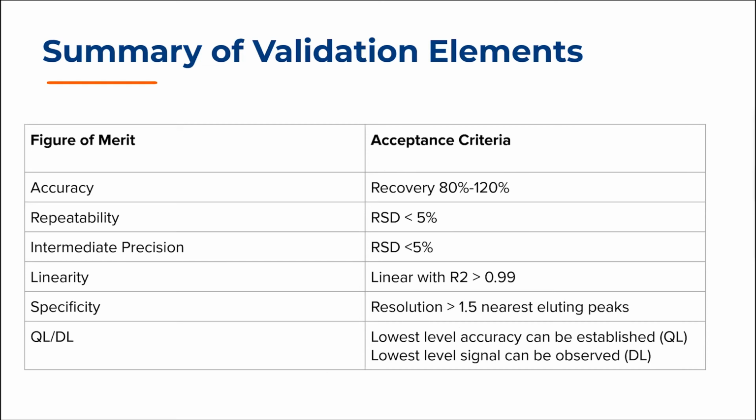To wrap up the discussion of validation elements, I'd like to provide you with this summary table listing the required elements and typical acceptance criteria. These criteria are by no means absolute and may be varied based on the knowledge of the method gained during the pre-validation experiments and method development. However, large departures from these acceptance criteria should be well documented and explained in your validation protocol.